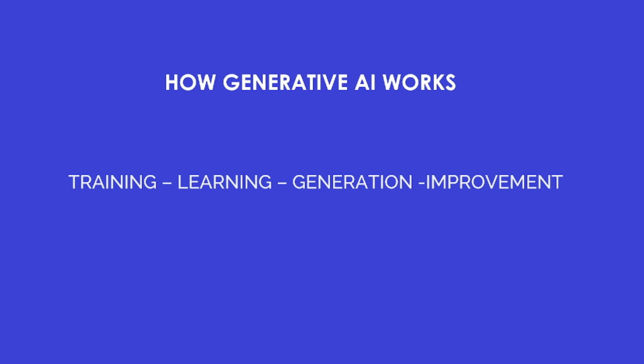All right, now let's go to the next phase. How does generative AI work? It is in four phases: the training phase, the learning phase, the generation phase, which is the creation phase, and now the improvement phase. Just as humans we improve, these tools improve. Now the training phase.